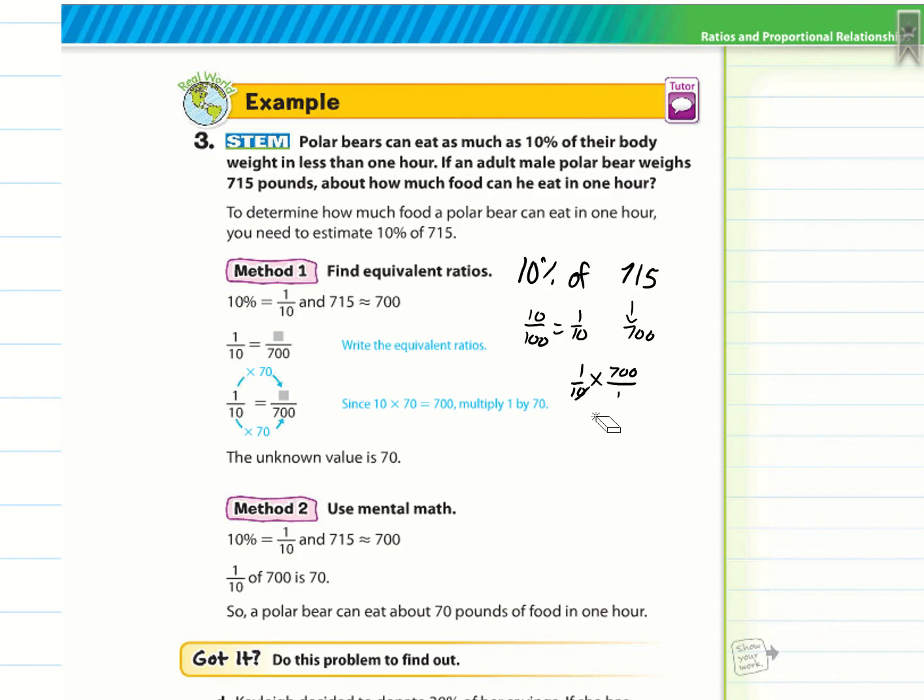My class should know the shortcut. If we have a number that ends in a 0 on top and a number that ends in 0 on bottom, we can cross out a 0 each. So that means an adult male can eat about 70 pounds of food in 1 hour.